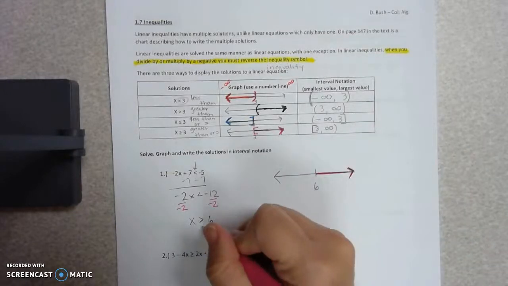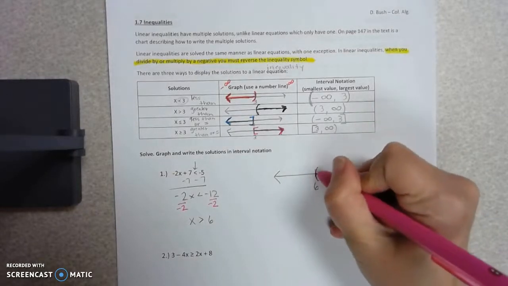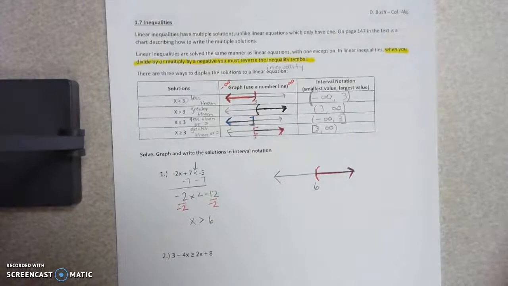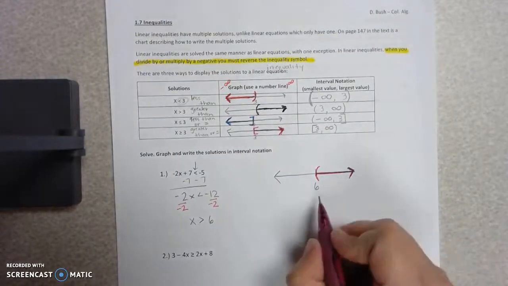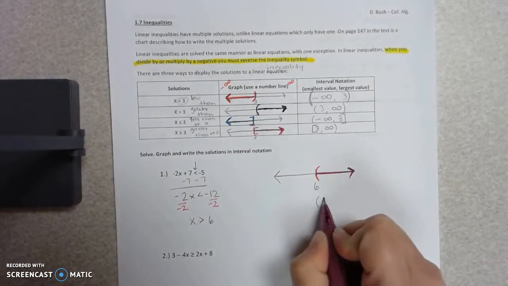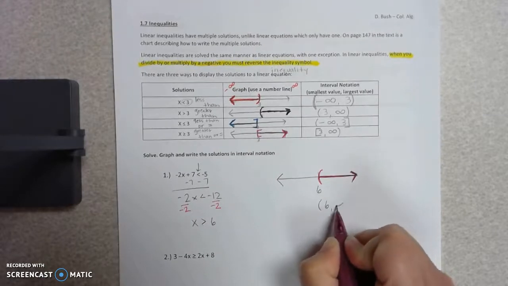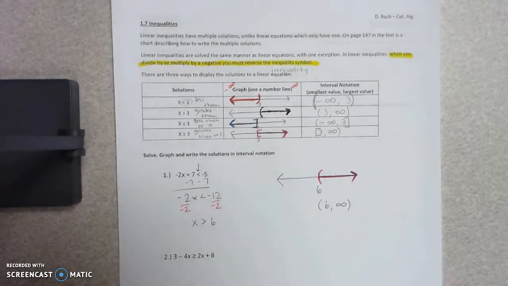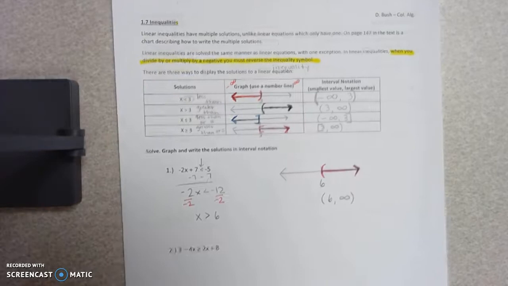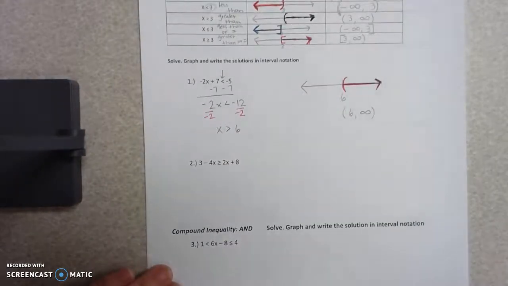And then no equal to part, so that means the 6 gets a parenthesis. Then my interval notation should match. Parenthesis 6 to positive infinity, close parenthesis. Alright, let's look at the next one.